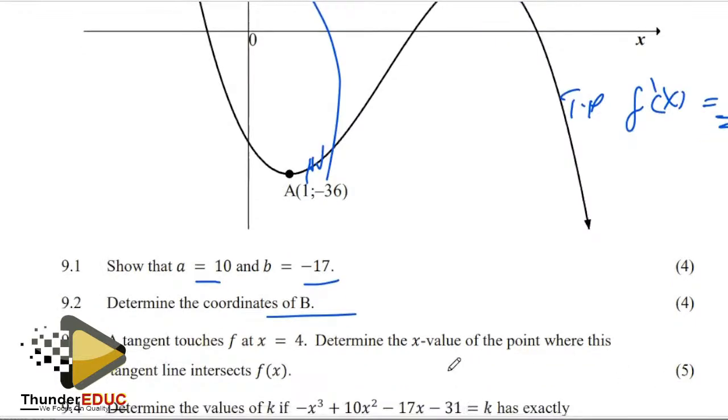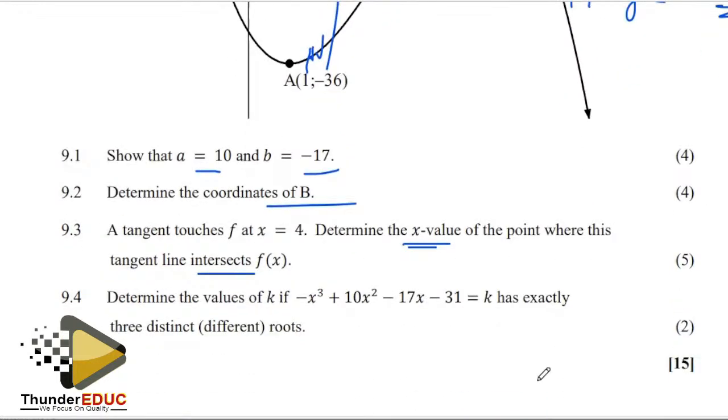Okay. What do they need? They want the x value of the point where the tangent intersects with this. So you get that point, and we know that a tangent is just a line that touches the graph just at one point. And then apply your knowledge there. Then determine the values of k for which exactly 3 distinct roots. So this is also nature of roots in a way.